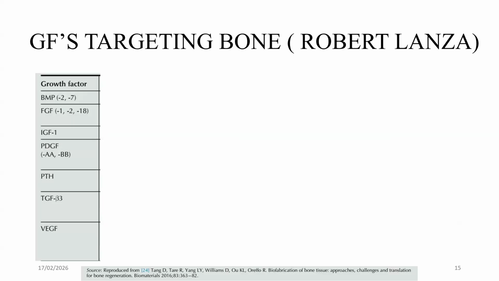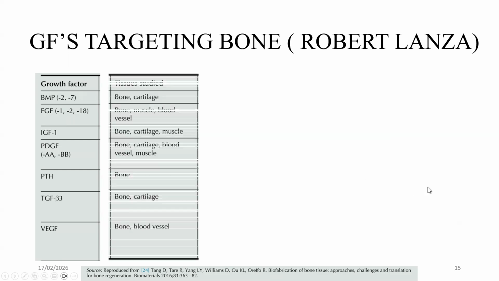Okay. So now the growth factors that we can think of from the top of our head are BMP2, FGF1 to 18, and insulin growth factors. PDGF has two different variants, AA and BB. PTH, transforming growth factor beta, VEGF. Okay. Now, where are they being studied?